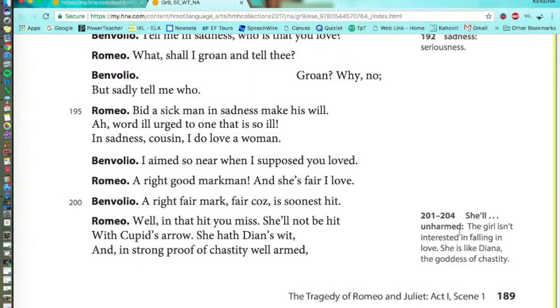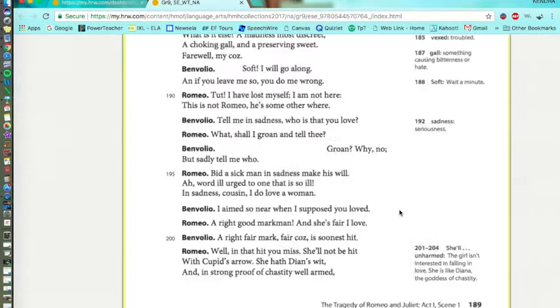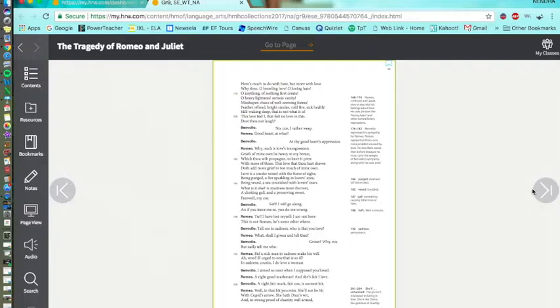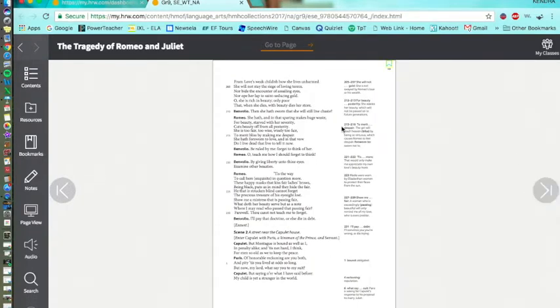So the girl he's in love with isn't interested in falling in love. Diana is the goddess of chastity, which means that she's pure. Okay, so he's so upset because she doesn't love him back because she's not interested in that.